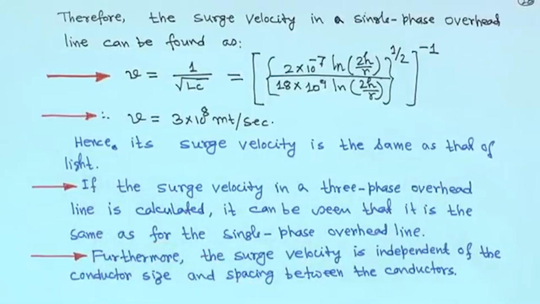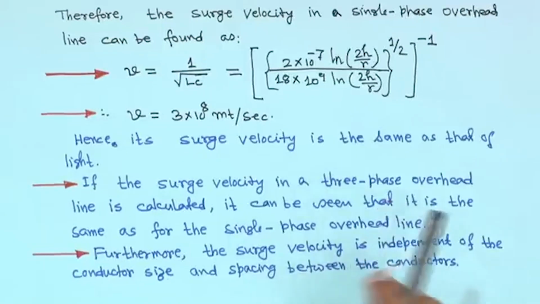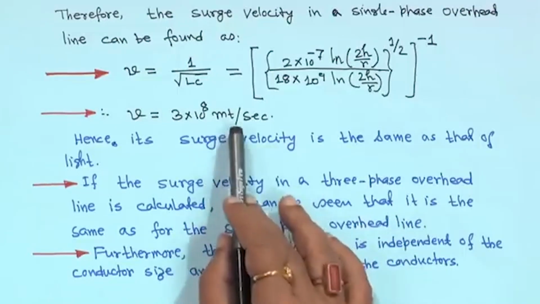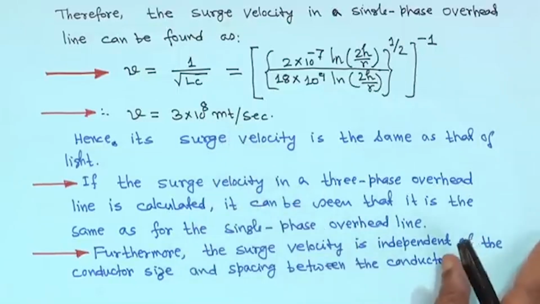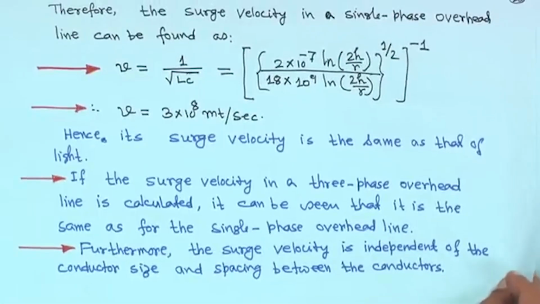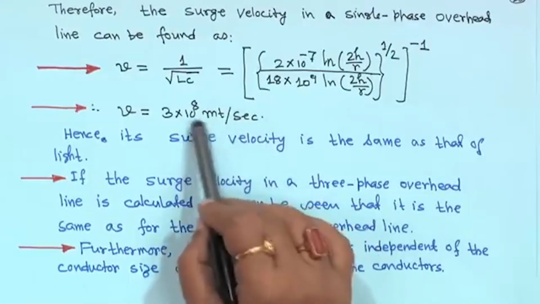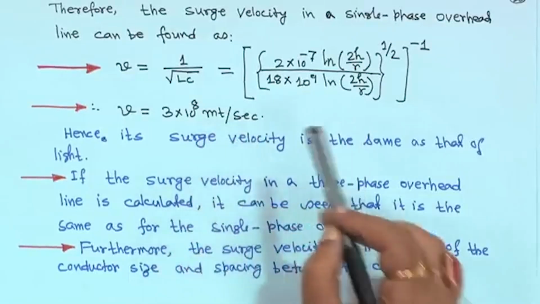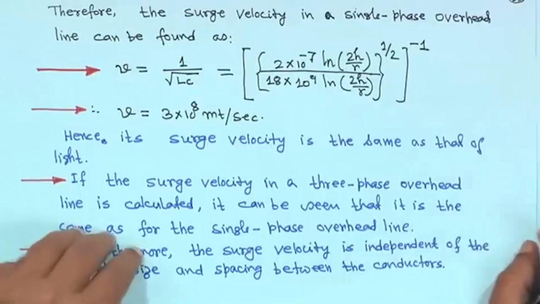That means, you can imagine the traveling wave's velocity. If the surge velocity in a 3 phase overhead line is calculated, you will find it is the same as this value, right. Furthermore, the surge velocity is independent of the conductor size and spacing between the conductors, because this is a direct calculation, 3 into 10 to the power 8 meter per second. So, it is neither a function of conductor size nor spacing.